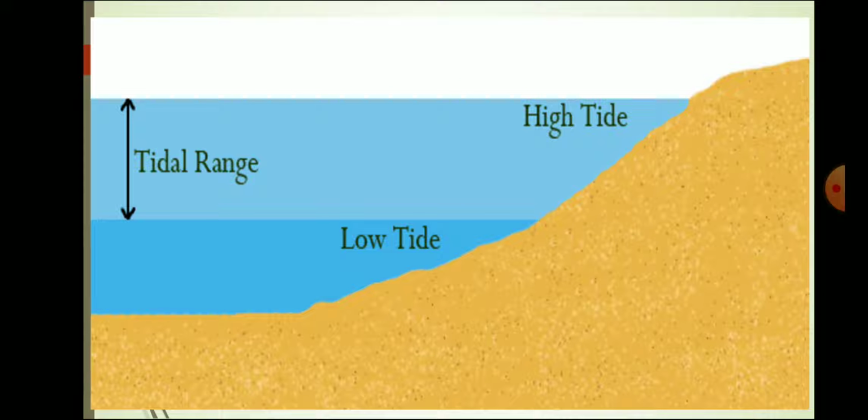Here in this picture, you can see the water level of low tide and the water level of high tide. From low tide to high tide, the water level increases over a period of time. The difference between the low tide and the high tide levels is called the tidal range. Every place will not have the same tidal range. According to the height, the tidal range changes.